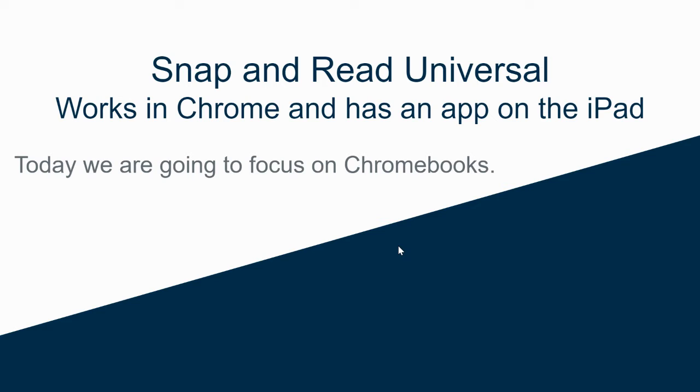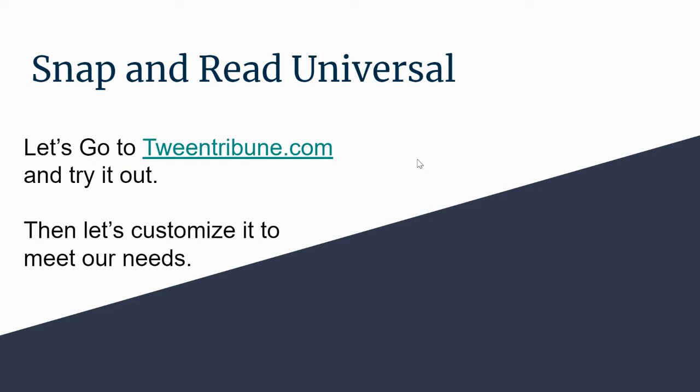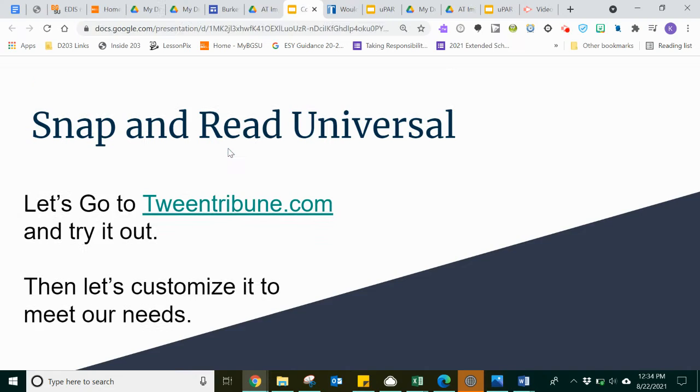Snap and Read Universal works on Chrome and has an app on the iPad. We're going to focus on Chromebooks just because those are what the students in my school district use. Okay, so I'm going to show you how to use Snap and Read. And to do that, just for example, we're going to go to Tween Tribune.